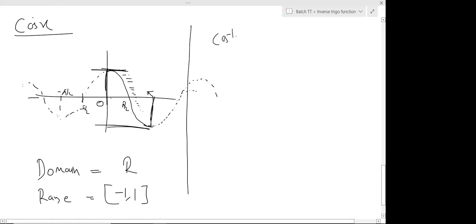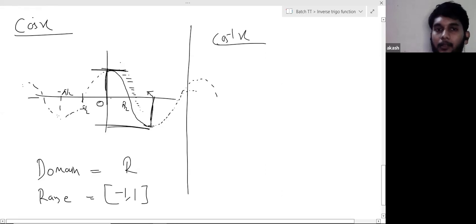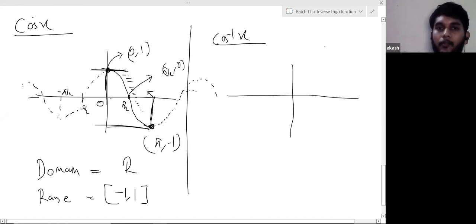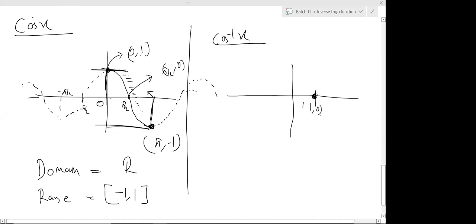So cos inverse x, again let's draw the graph. This point is 0 comma 1. This point is pi by 2 comma 0. Sorry, this is pi comma minus 1. So we have to just interchange the values. So first we get 1 comma 0. So 1 comma 0 will be here.